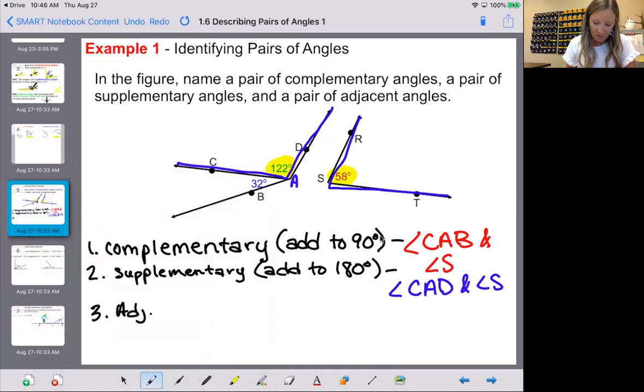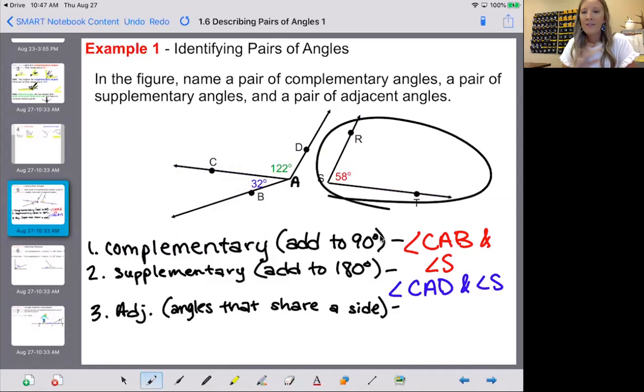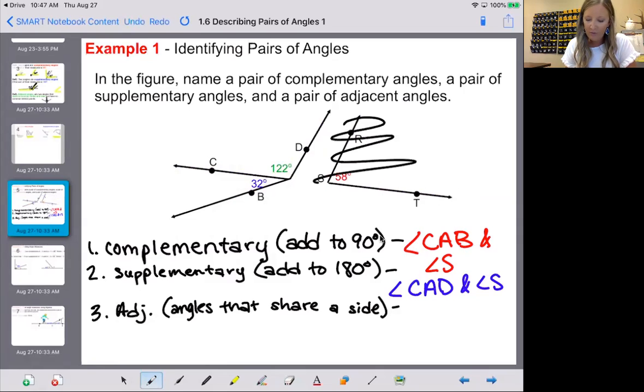I'll just abbreviate it: ADJ. So adjacent, remember, means that they are angles that share a side. Now, you don't have to write all that down. I'm just kind of reminding us what those mean. So adjacent means that we have two angles that are touching or sharing a side. So obviously, if you look over here, angle S has nothing in common with any other angles. It's not touching any other angles. So I'm going to ignore that over there.